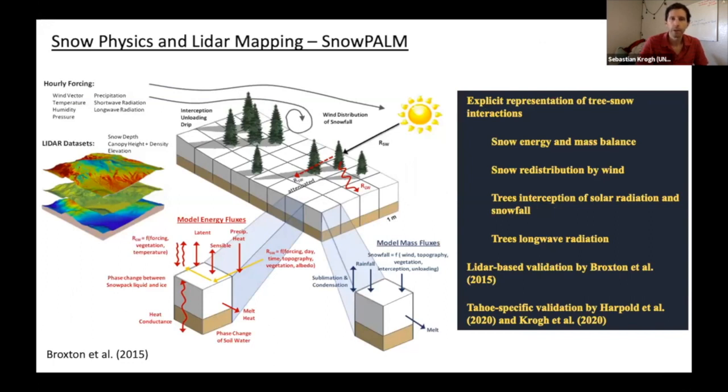So the model that I'm going to be using is called the Snow Physics and LiDAR Mapping, SNOPalm. As you can see in this plot, it can represent all those small interactions that I was talking about before: wind redistribution of snowfall, solar shading from the trees, interception and unloading of the snow from the canopy. It also includes a full snow and energy mass balance, as you can see right here. And it requires a LiDAR data set to basically capture the structure of the forest.